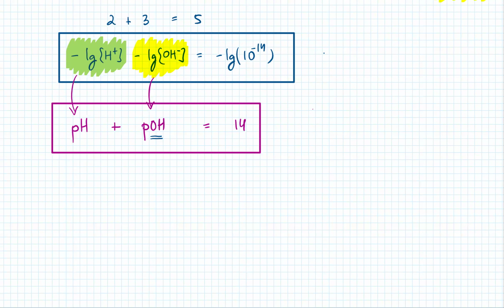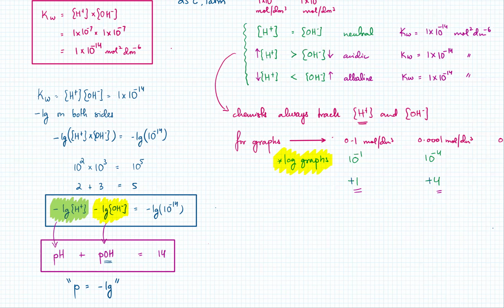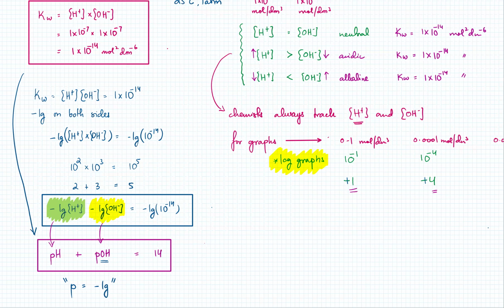Yes, sir. So make sure you know that this P stands for minus log. It's going to appear in a number of places. Whenever you see P, anything like pKc or pKsp or anything, P just stands for you're taking negative log of that. Keep that in mind. So you've got pH plus pOH is equal to 14. Now, there is no difference; these two things are exactly the same. One of them is just a log version of the other thing.